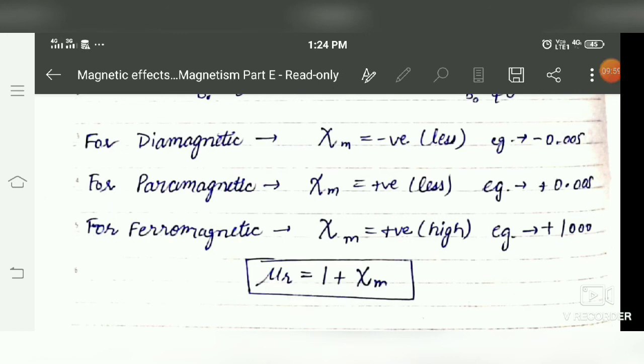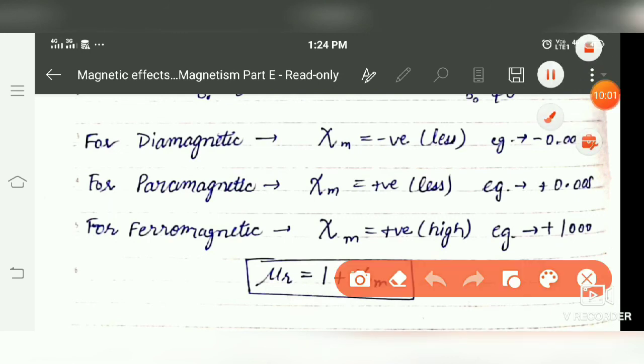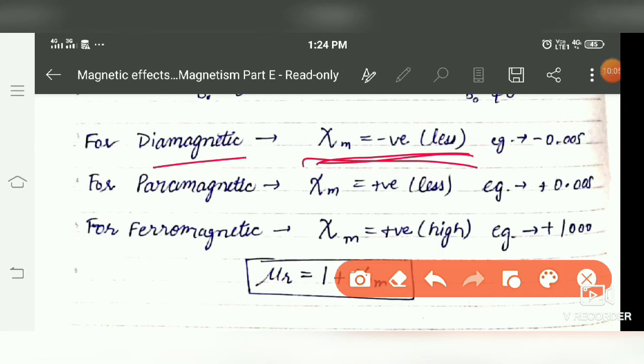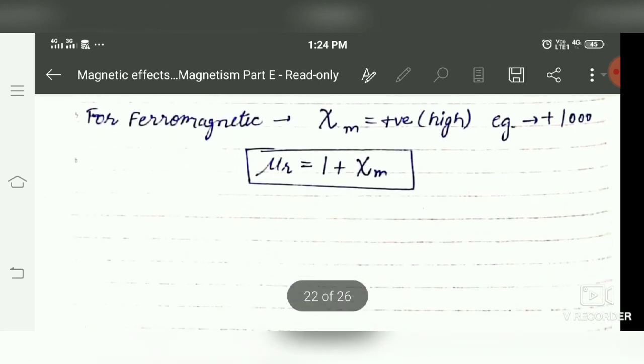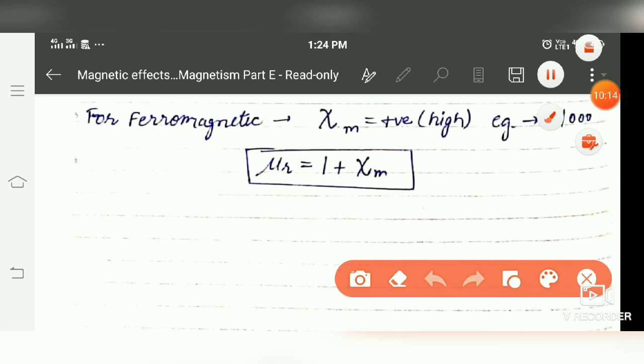For diamagnetic, para and ferromagnetic, the value of chi m is negative for di, positive but small for para, and positive with a very high value for ferro. We know the relation between permeability and chi m is this.